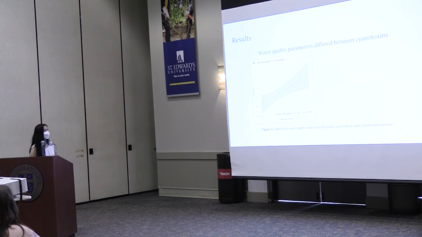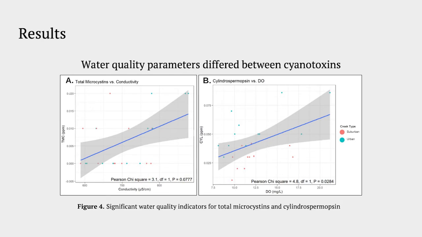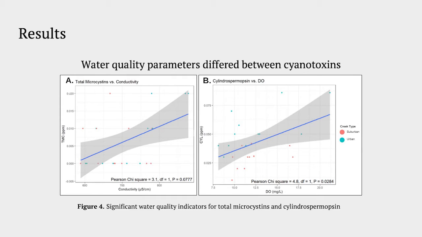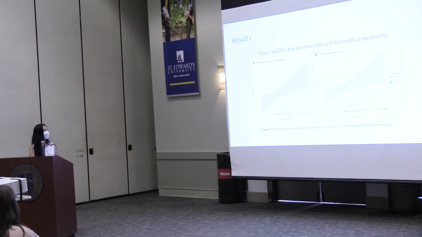Furthermore, we looked at water quality parameters, and they were different between cyanotoxins. For example, for microcystin, we found that higher levels of conductivity were related to increased concentrations of microcystin. And for cylindrospermopsin, we found that higher levels of dissolved oxygen were related to the concentration of cylindrospermopsin. And for conductivity, same thing as impervious cover: any dissolved solids or chemicals can alter the water, increasing the levels of conductivity.